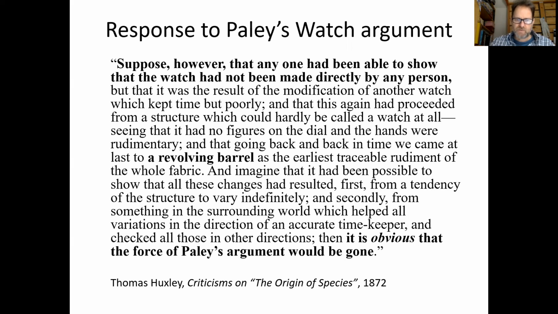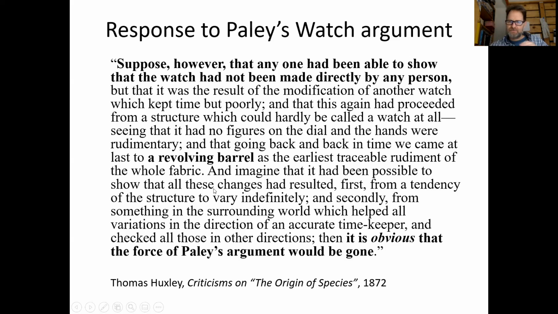So here's Huxley making this argument against Paley. He's cutting in after Paley has made his argument, and then continues: suppose that anyone had been able to show that the watch had not been made directly by any person, not by a watchmaker or an engineer. He imagines a series of small modifications made to an initial very simple system, which he says we can imagine is just a revolving barrel, something that could come about fairly easily, maybe by chance.